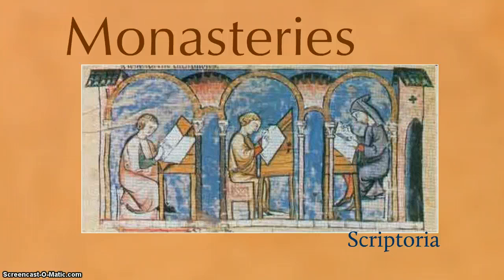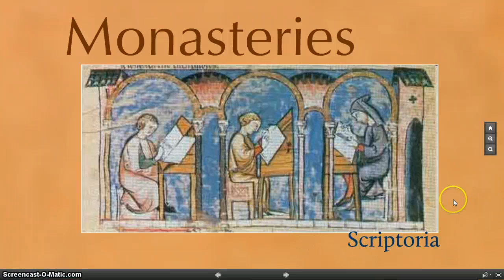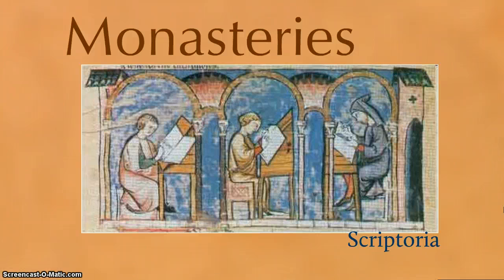But they would also preserve knowledge in this thing called scriptoria. What you see happening here is perhaps this monk has the only copy of a text that had been preserved. What he's doing is copying it word for word, page by page, making another copy. They didn't have printing presses. They certainly didn't have Xeroxes. So the monks would preserve them by making handwritten copies.